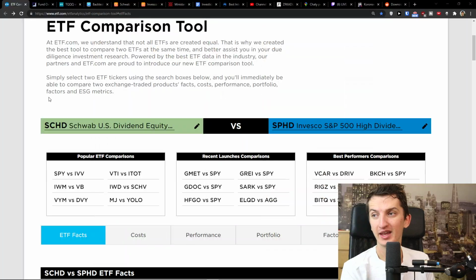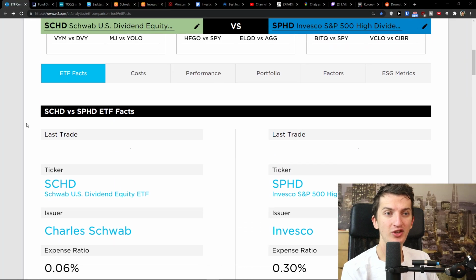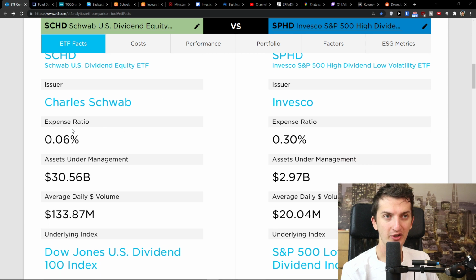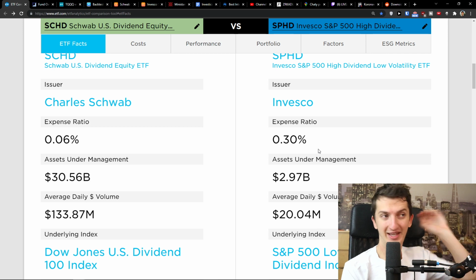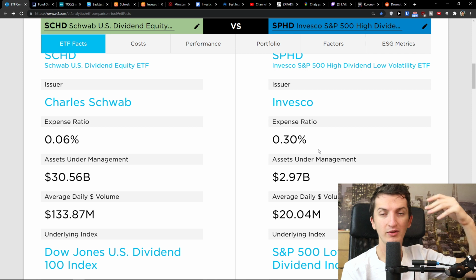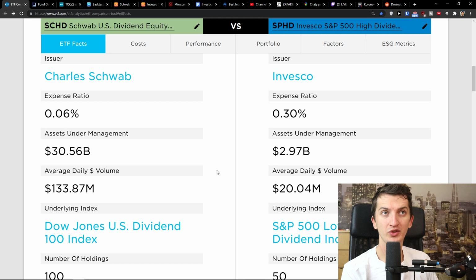So let's start. Now here we are, SCHD and SPHD. Different issuer right here, and then expense ratio. SCHD is only 0.06, but with SPHD it's 0.30, and that's huge. What it means is, let's say you would invest $10,000, you would pay a $30 fee for SPHD and $6 for SCHD. Assets under management, SCHD is also winning, 30 billion to 2.97 billion.